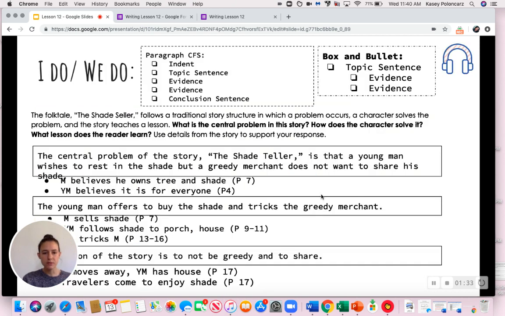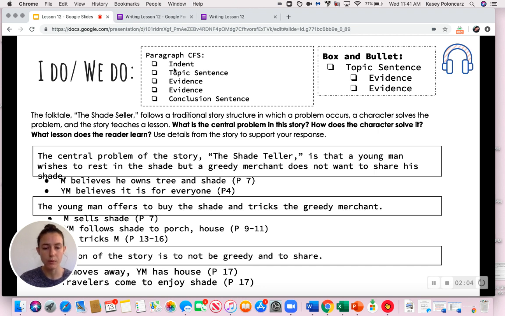Okay, so this was my example from yesterday. So this is my box and bullet plan. I have the question: the folktale The Shade Seller follows a traditional story structure in which a problem occurs, a character solves the problem, and the story teaches a lesson. What is the central problem in the story? How does the character solve it? What lesson does the reader learn? Use details from the story to support your response. So this is our CFS from creating a paragraph that we used last week.